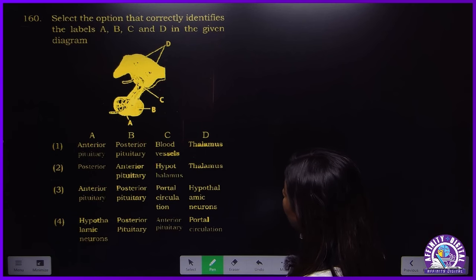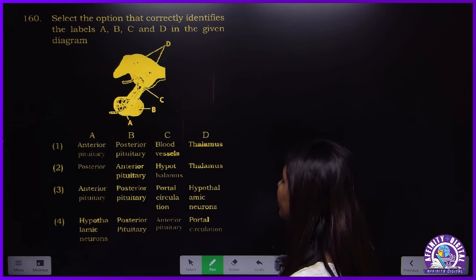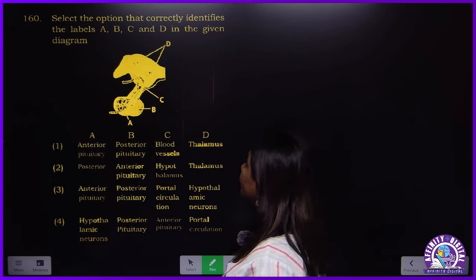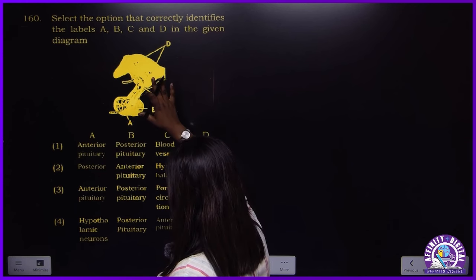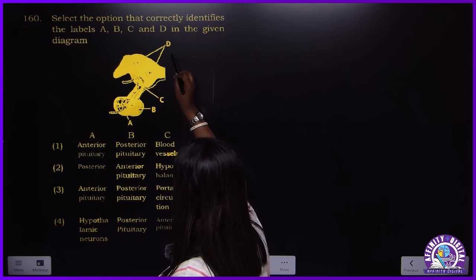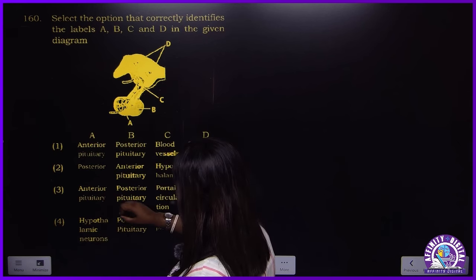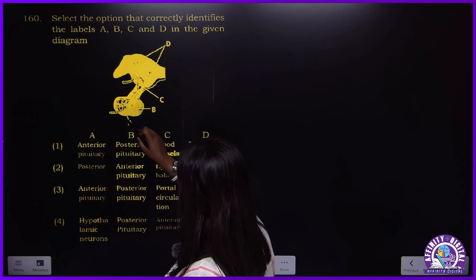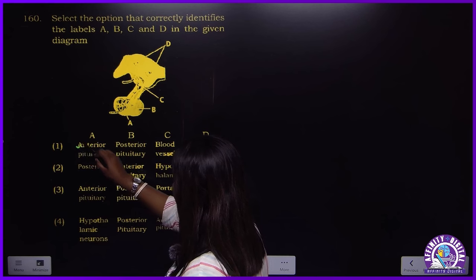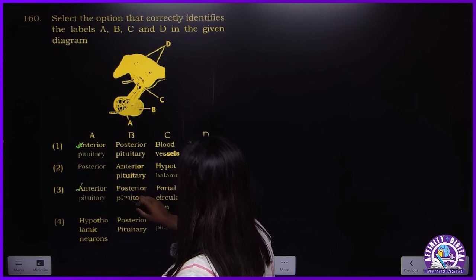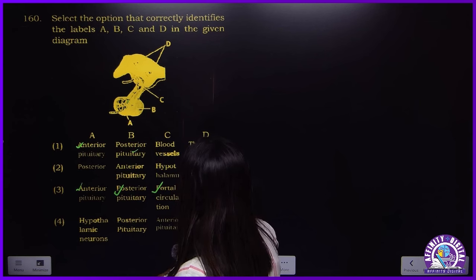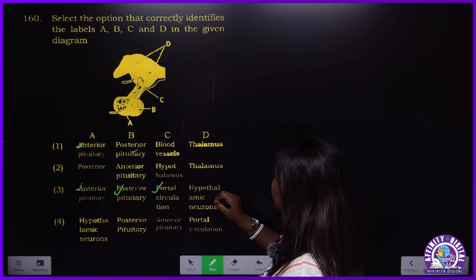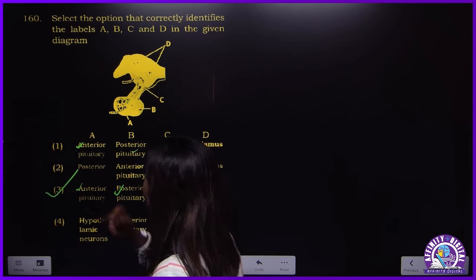Now this is from the endocrine system, where we have to identify what each part indicates. The diagram is not very clear, so this is from NCERT. D is the hypothalamic neurons. A is the anterior pituitary, so these two are correct. Then B is the posterior pituitary, this is also correct. C shows the blood vessel, that is the portal circulation, and this is also correct. But D does not match. So we will go with option number 3.